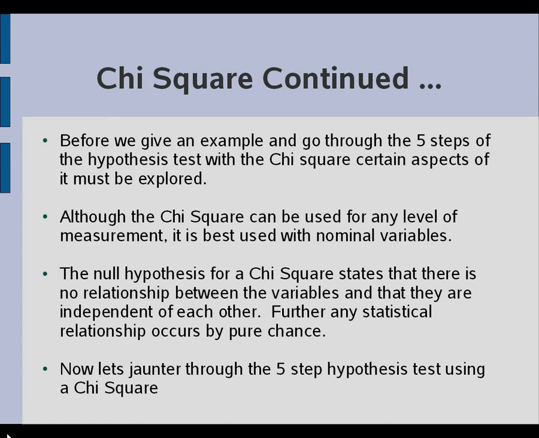Although the chi-square can be used for any level of measurement, it is best used with nominal variables. The null hypothesis for a chi-square states that there is no relationship between the variables and that they are independent of each other. Further, any statistical relationship occurs by pure chance. Now let's journey through the 5-step hypothesis test using a chi-square.